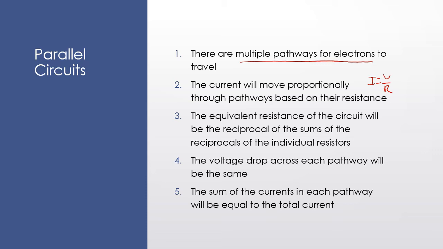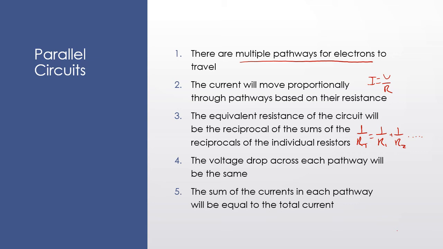So now here's where things get a little tricky mathematically. The equivalent resistance of the circuit will be the reciprocal of the sum of the reciprocals of the individual resistors. That sounds super annoying, but what it really means is this: 1 over RT is equal to 1 over R1 plus 1 over R2 plus and so on, however many resistors there are in each parallel pathway.